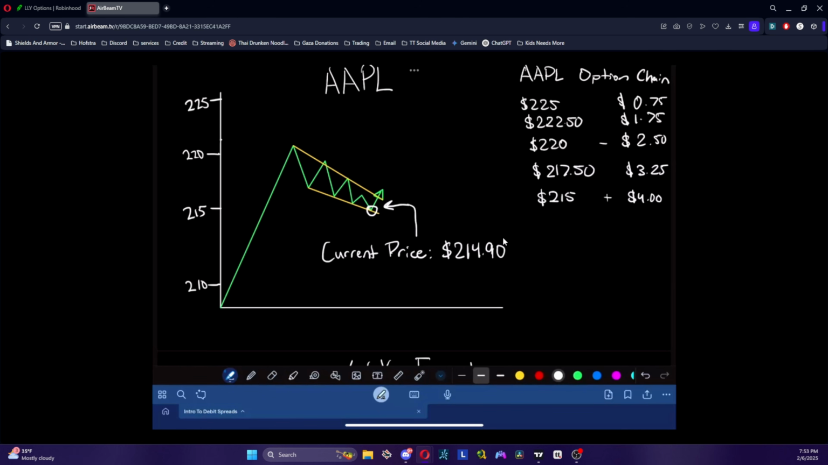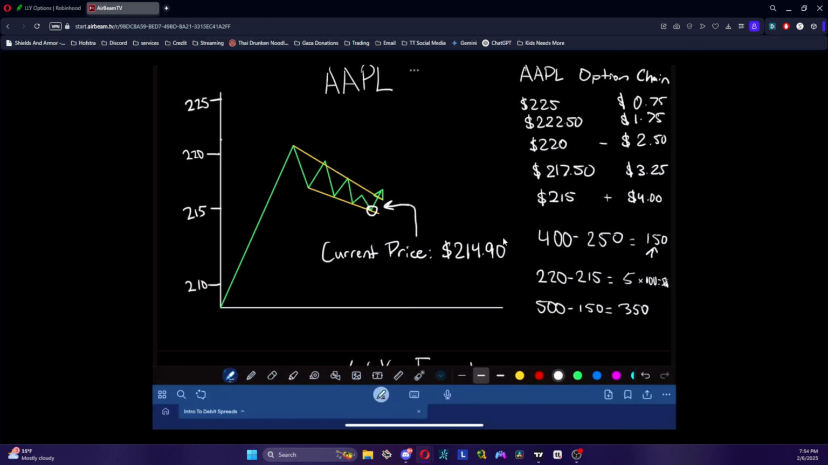So let's do the math here. We're going to take $4 or 400, subtract 250 from it, which is going to be 150. So our total cost is going to be 150. Now, what's our max profit? We're going to take 220 and subtract 215, the 2 strikes that we're trading here, and we're going to have $5, which times 100 is going to be 500. Then we take 500, subtract 150, and that's going to give us 350. So we're risking $150 to make $350.